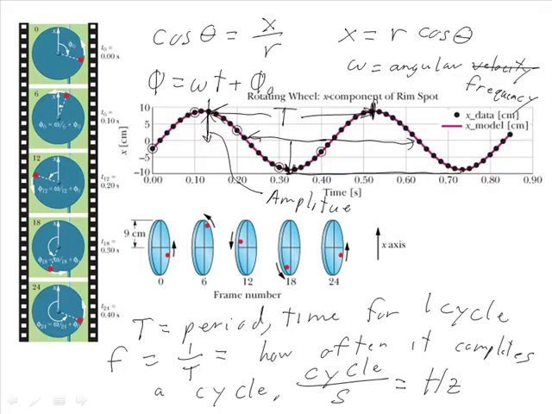From the bottom to the bottom is a period. Anytime we go through a complete cycle, we come back to where we started. That's a period.